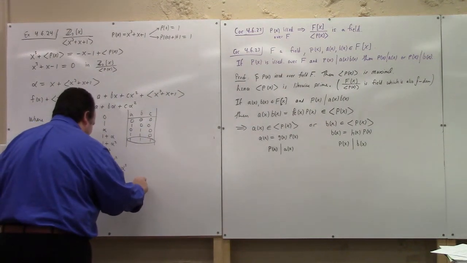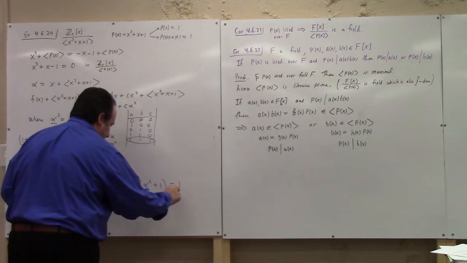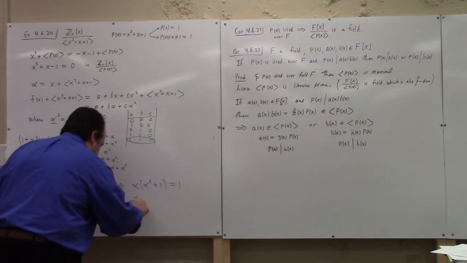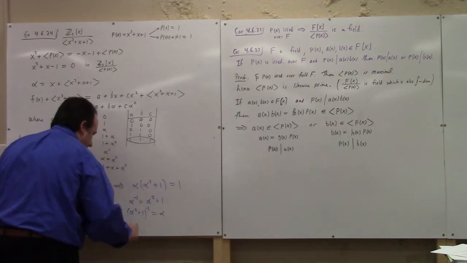Let's see here. So alpha times alpha squared plus 1 equals 1. What does this say? Because I can factor like that, right? And then you learn, aha, the inverse of alpha here is apparently alpha squared plus 1. And likewise, the inverse of alpha squared plus 1 is alpha.